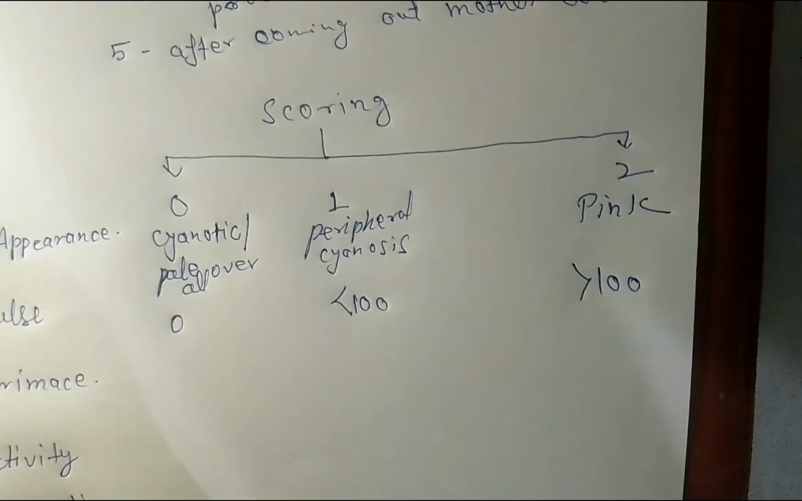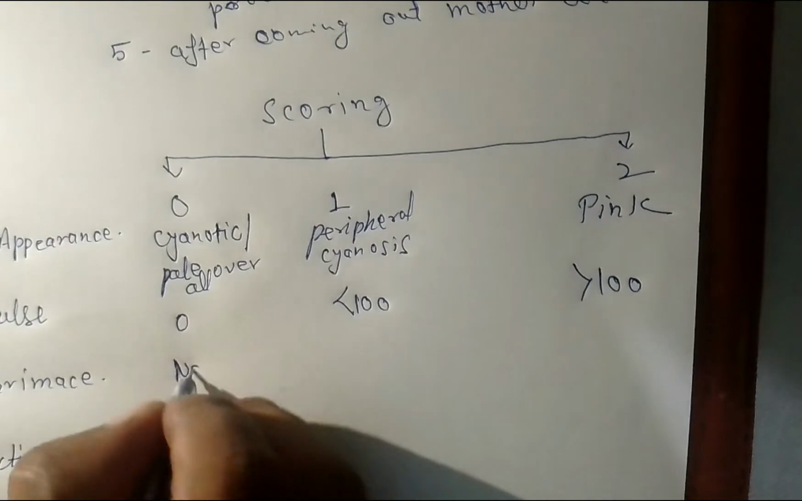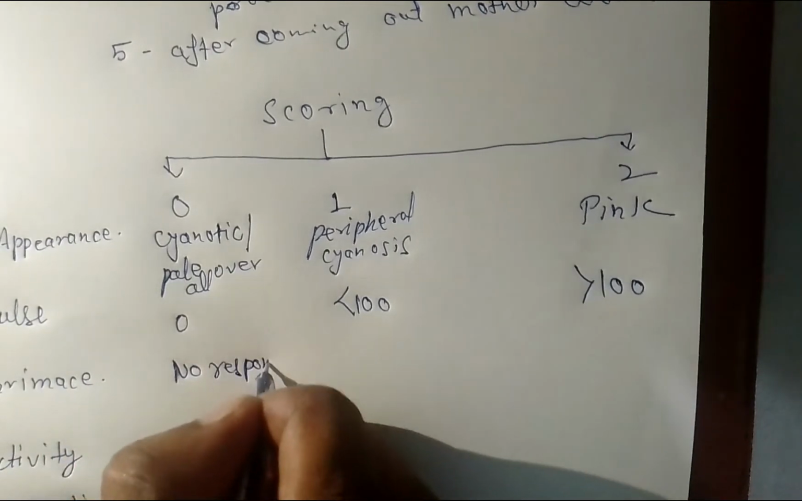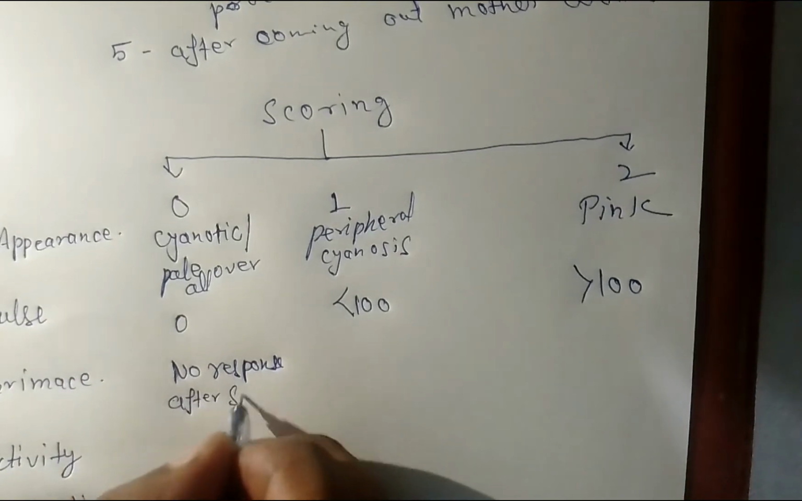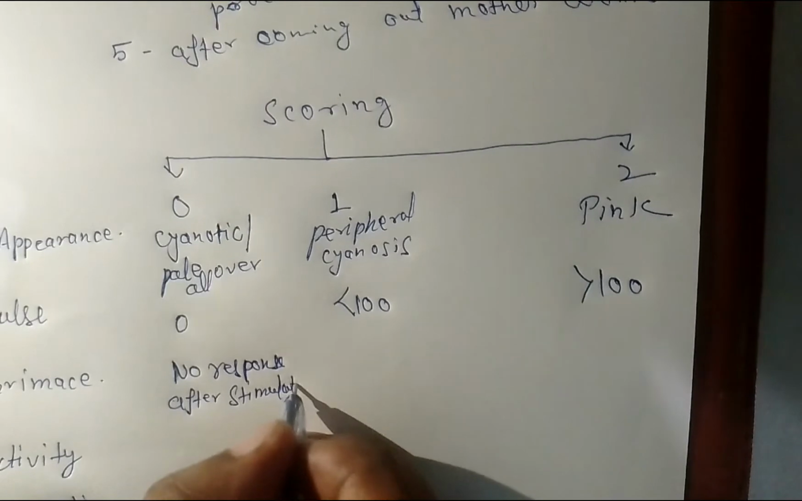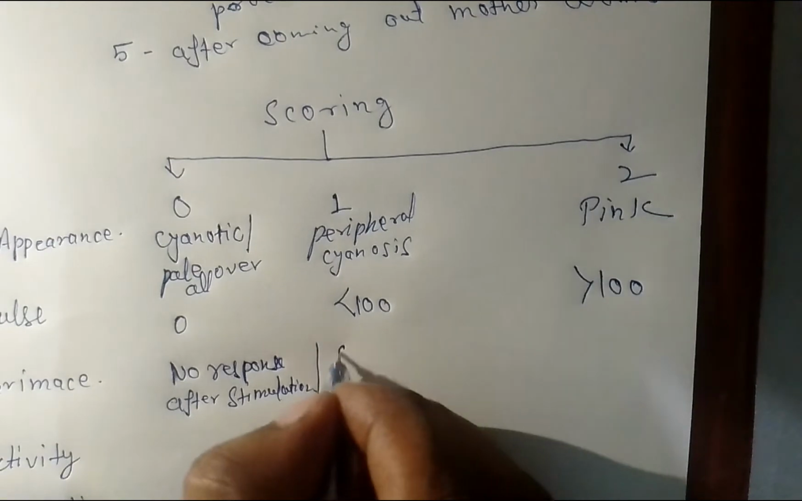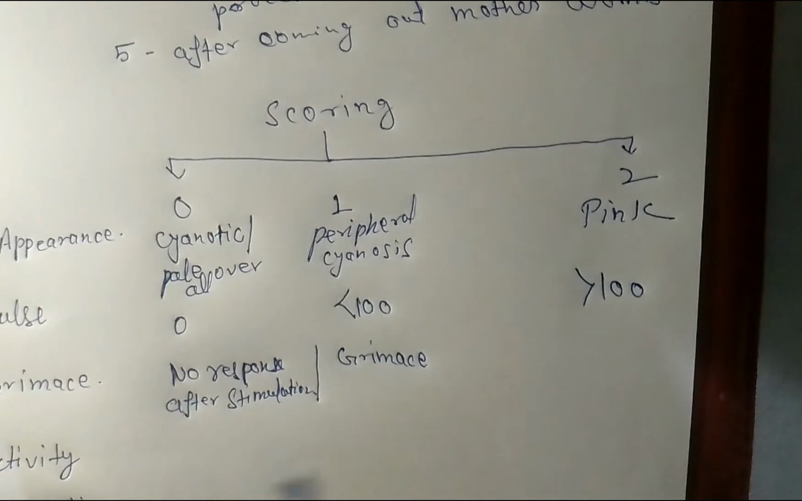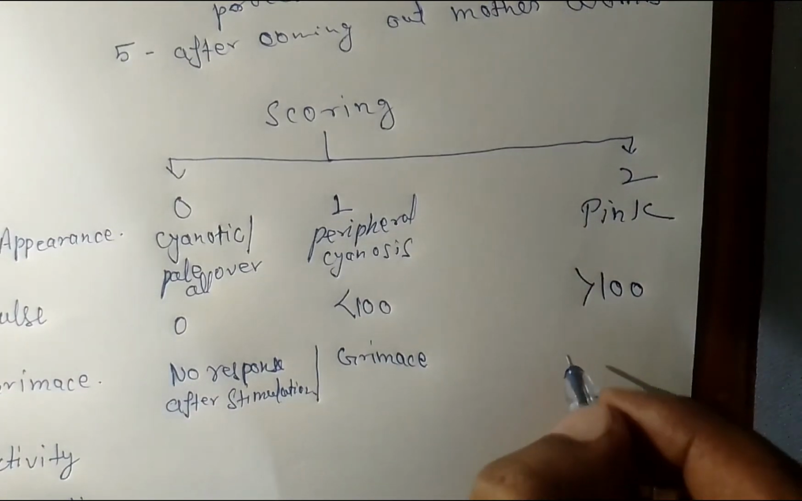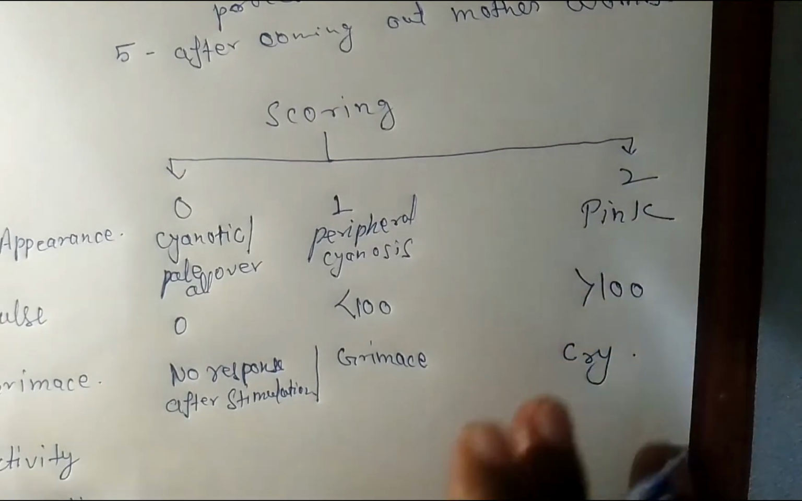After that we can check the stimulation. We stimulate the baby and we check the response of the baby. If no response after stimulation, the score will be 0. And if there is grimace after stimulation, the score will be 1. If after stimulation the baby will cry, the score will be 2.